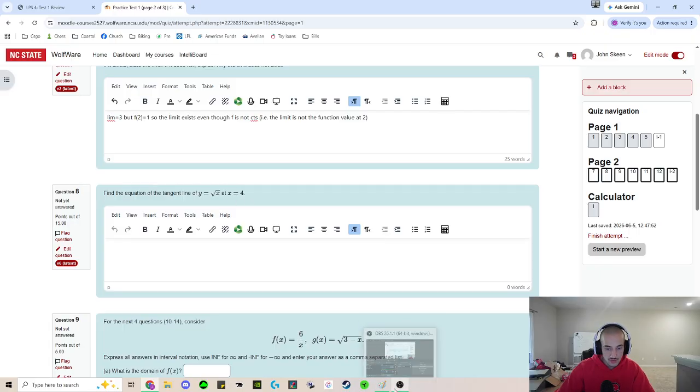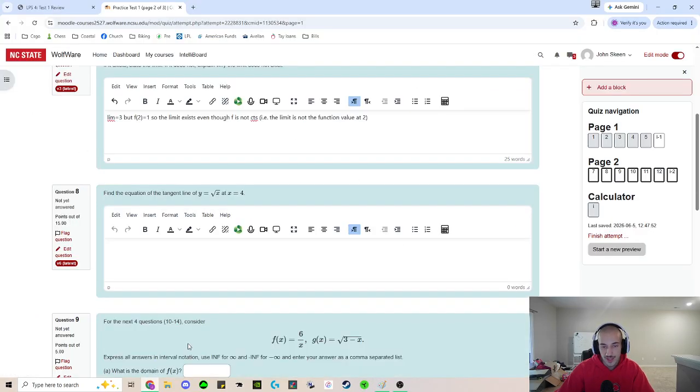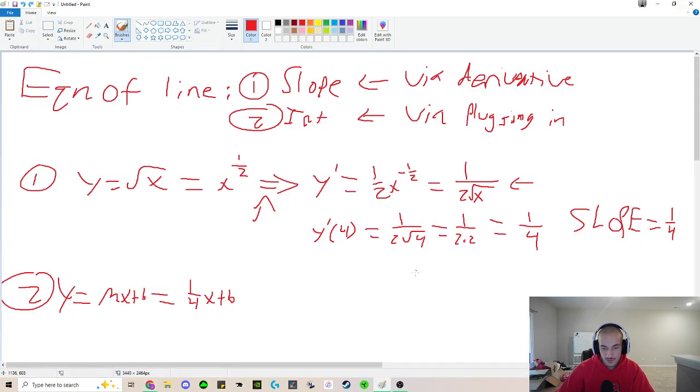Okay, so now we know the slope, so now number 2, we're going to say y equals mx plus b, which equals 1/4 x plus b. Now we just need to find b for our tangent line, right? You do this just by plugging something in. So what's a point that we have? Well, y equals root x at x equals 4. What is y, right? This is y equals root x. This is x equals 4.